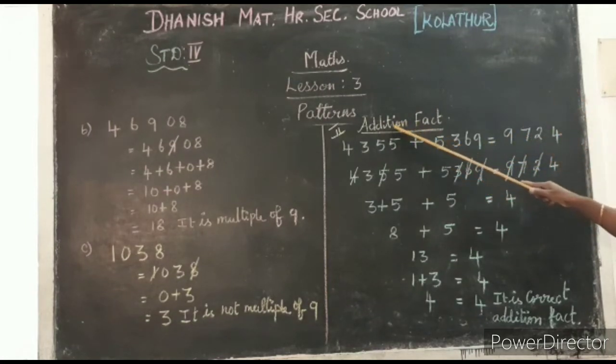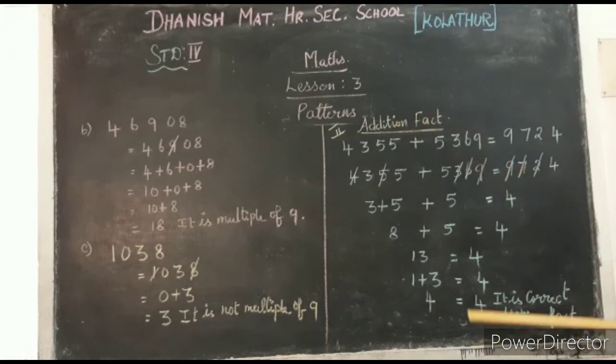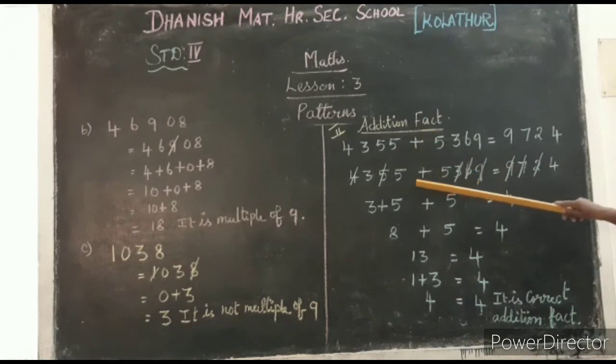4,355 plus 5,369 is equal to 9,724. So now we should do the addition fact. Whenever the sum is given, you have to write the sum again. 4,355 plus 5,369 is equal to 9,724.